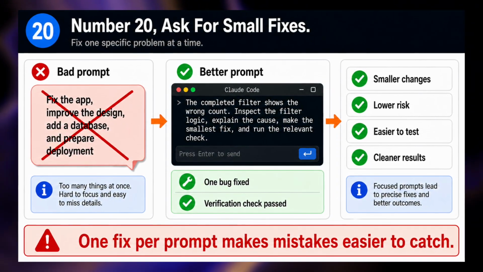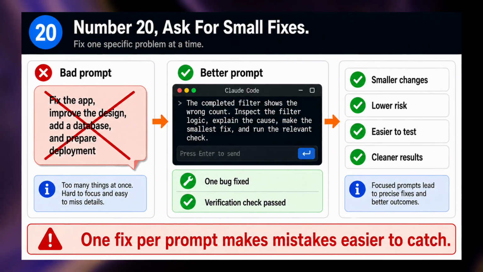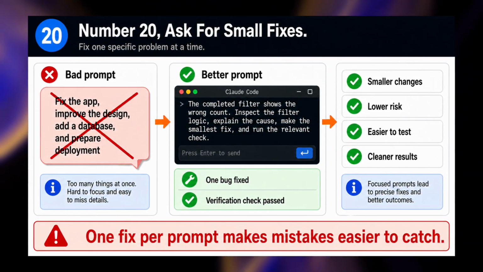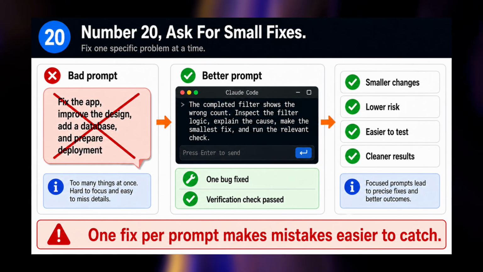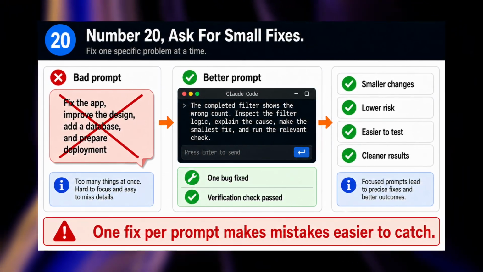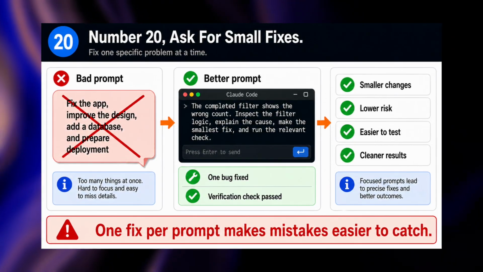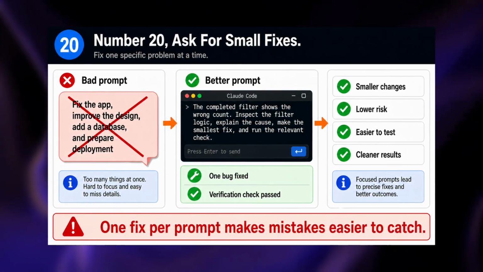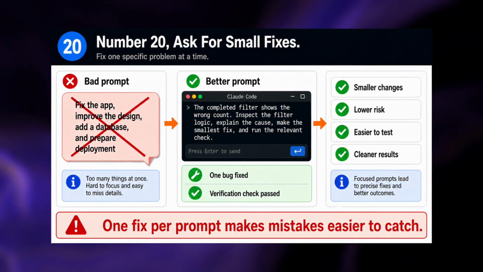Beginners often say fix the app, improve the design, add a database, and prepare deployment all at once. That creates more risk. A better prompt is: the completed filter shows the wrong count, inspect the filter logic, explain the cause, make the smallest fix, and run the relevant check. Small prompts produce cleaner changes and make mistakes easier to catch.